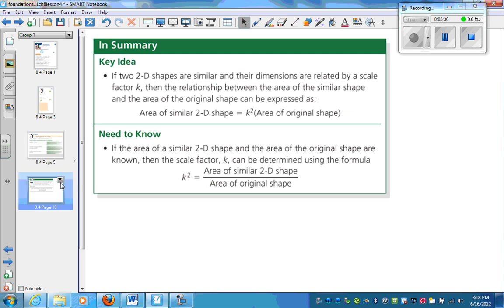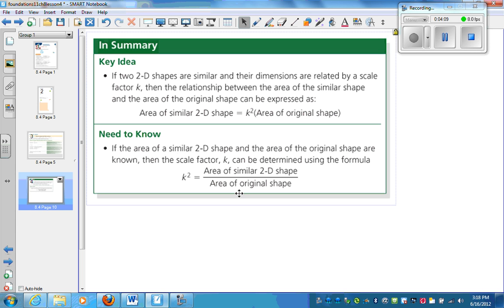Okay, let's look at the summary here. If 2D shapes are similar and their dimensions are related by a scale factor, then the relationship between the area of the similar shape and the original shape is that the area of the similar shape is equal to k squared times the area of the original shape. If the area of a similar 2D shape and the area of the original shape are known, then the scale factor can be determined using the formula k squared is equal to the area of the similar 2D shape divided by the area of the original shape.